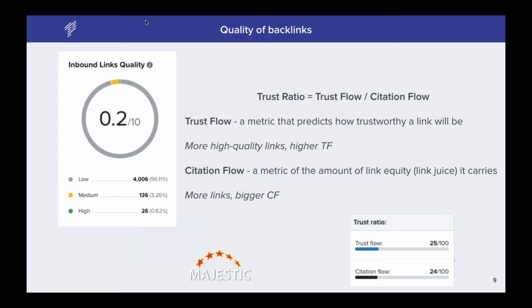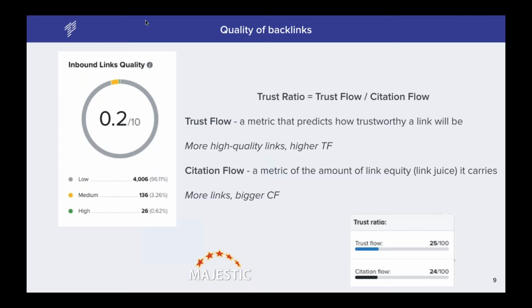So the general rule is that the trust flow should be higher than citation flow. So the trustworthiness of a particular site should be bigger than the amount of its links, and in general, it should be higher. The link would still be of high quality if the trust flow is lower than citation flow, but only if it is less than 2 times lower. So make sure that if you look at those metrics, the trust flow is higher or a little bit smaller, but not significantly lower.